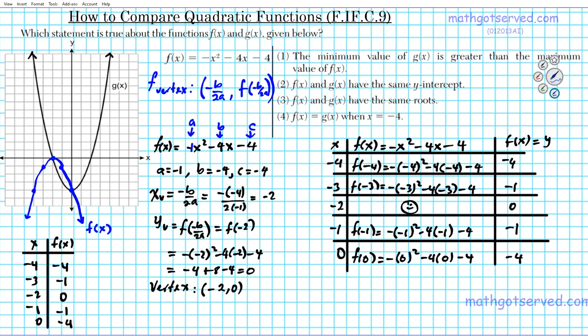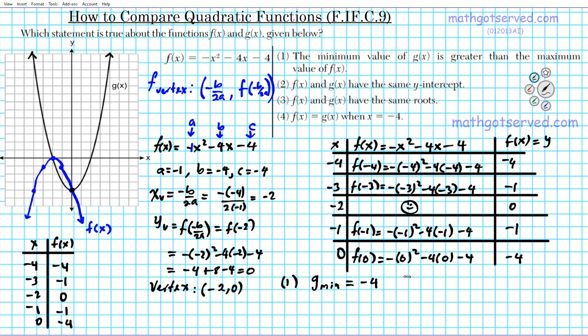Okay, now we're in a position to compare. First option: the minimum value of g of x is greater than the maximum value of f of x. So we just figure out what g of x and f of x are and then compare them together. For option 1, the minimum value of g is basically the smallest, the lowest point. So look at g of x. This is the lowest point right here for g of x. 1, 2, 3, 4. So g min is negative 4.